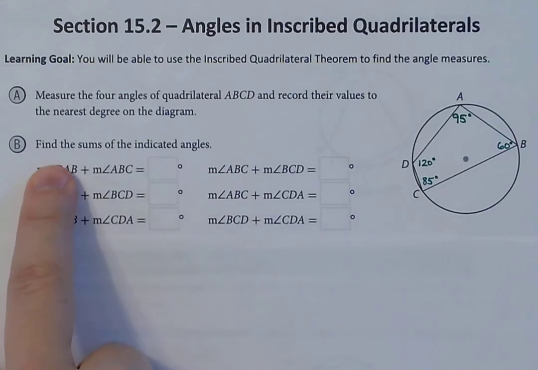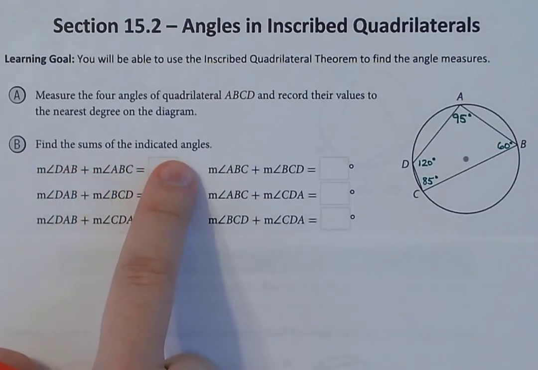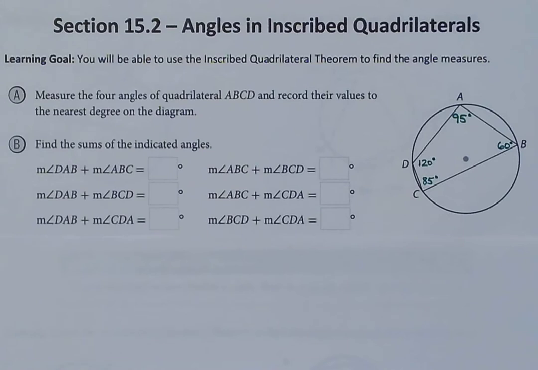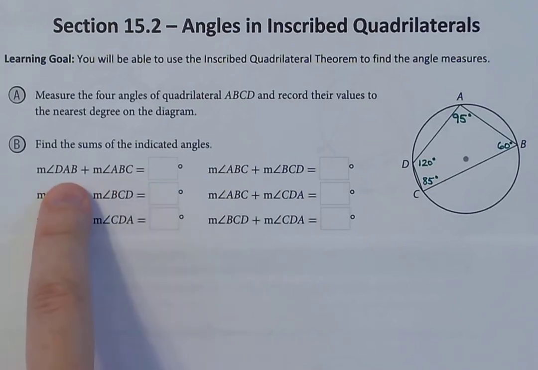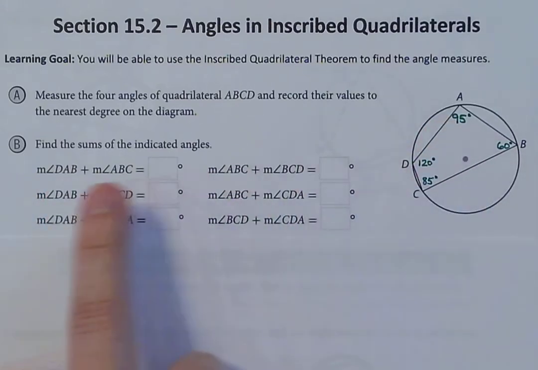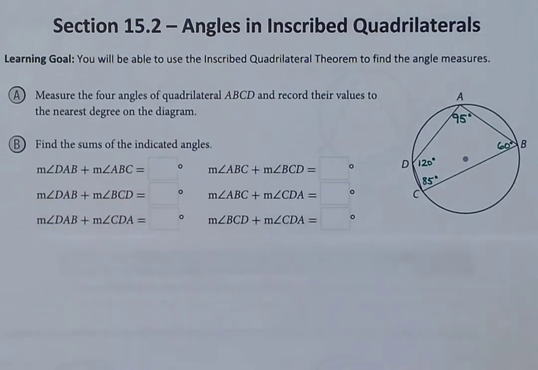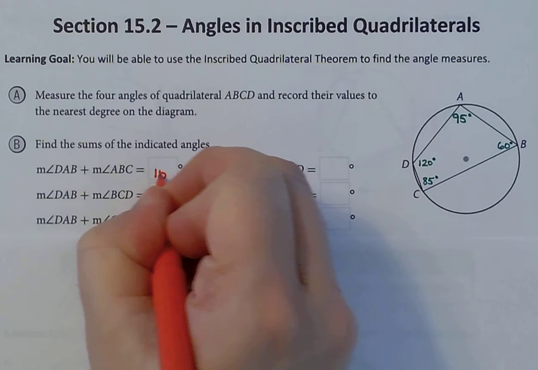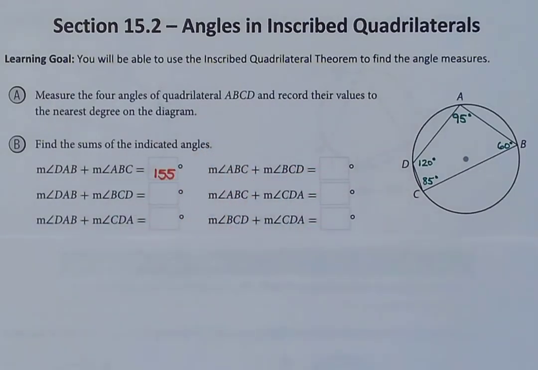Now for part B, they want us to go through and find the sums of the indicated angles. So for the first one here, it's the measure of angle A plus the measure of angle B. Okay, they're saying DAB and ABC. The letter in the middle is really going to indicate which one we want to go to. So it's angle A and angle B. So angle A is 95 degrees and angle B is 60 degrees. If we do 95 plus 60, we get 155 degrees.